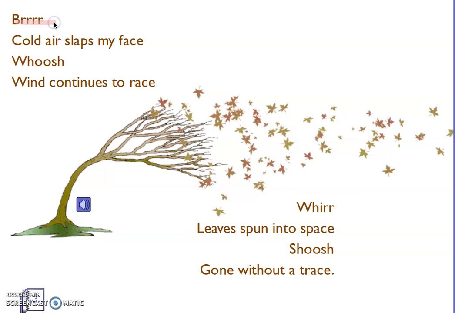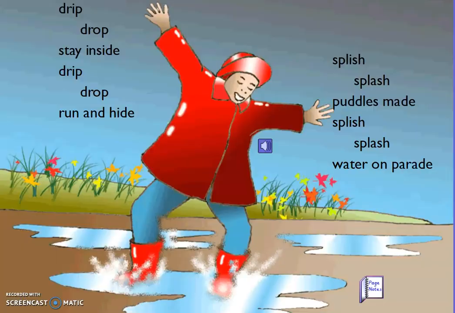Brr, cold air slaps my face. Whoosh, wind continues to race. Whirr, leaves spun into space. Shh, gone without a trace. Here's another onomatopoeia. Drip, drop, stay inside. Drip, drop, run and hide. Splish, splash, puddles made. Splish, splash, water on parade.